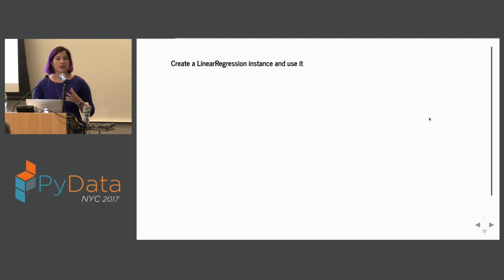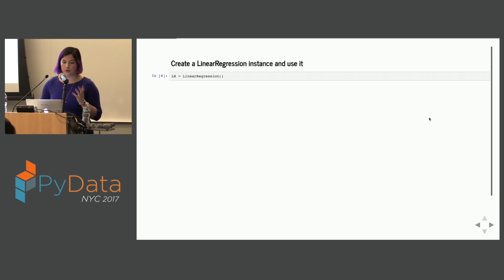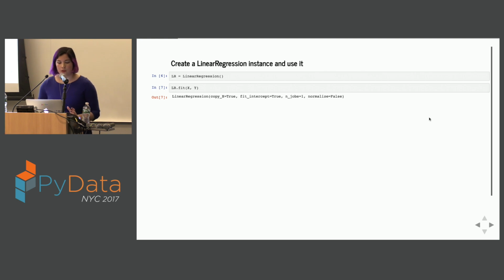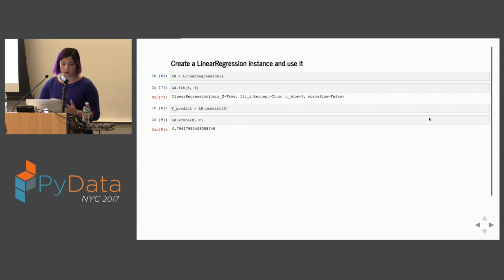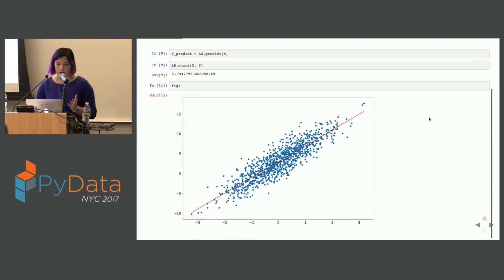All right. So if you had that data and you decided you wanted to use scikit-learn to fit a linear regression, it's really straightforward. You instantiate a linear regression instance. You call fit on your data set, and you get back a fit model. Once you have your trained model, you can use it to predict data. You can score your model. Here we can see the score of this model is about 79%. And we can also plot the model in this red line. And it looks like it fits the data pretty well.